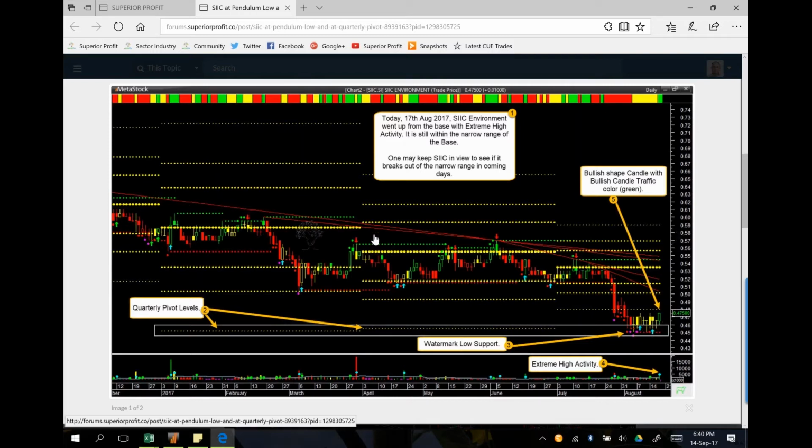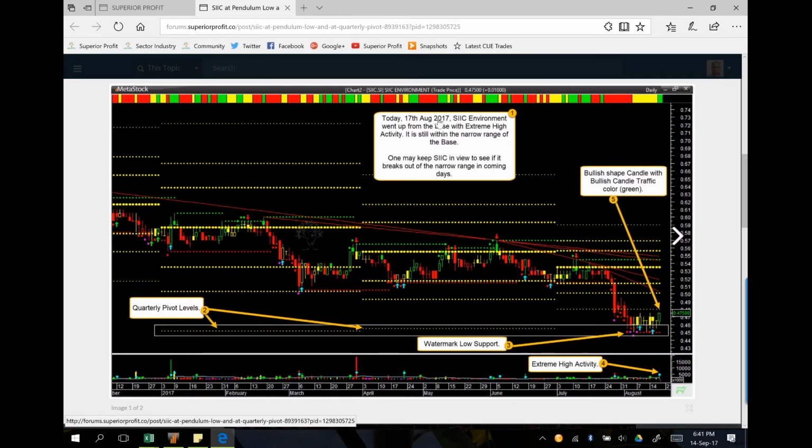So we see that SIIC was going down, but at the right edge, I saw it had very high activity. If you see the last bar, very high activity indicated by the dot. We don't need to look at any number. The candle color turned green. It was at multiple yellow support level. These are quarterly pivot levels.